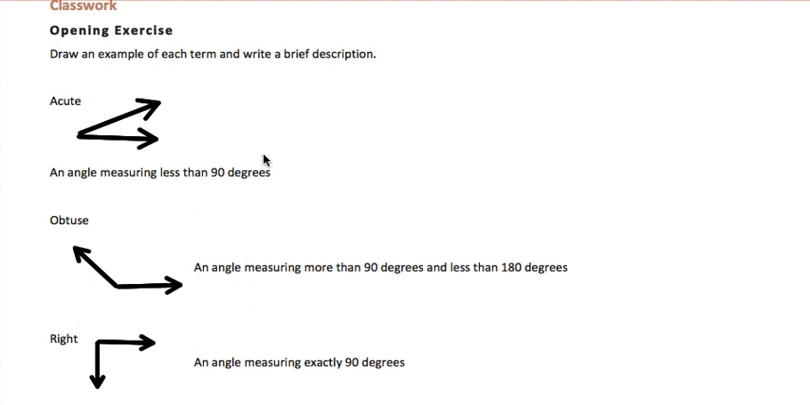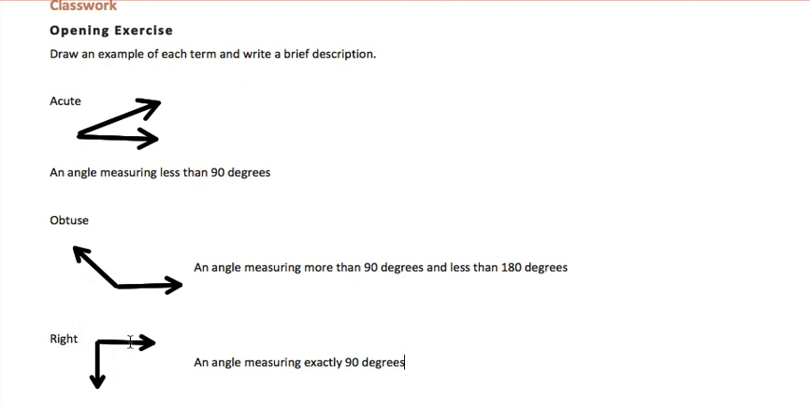An acute angle is an angle measuring less than 90 degrees. Obtuse is an angle measuring more than 90 degrees and less than 180 degrees. 180 degrees is a straight line, so we cannot extend past that. And a right angle is an angle that measures exactly 90 degrees. The right angle, the 90-degree angle, is kind of our test for everything.